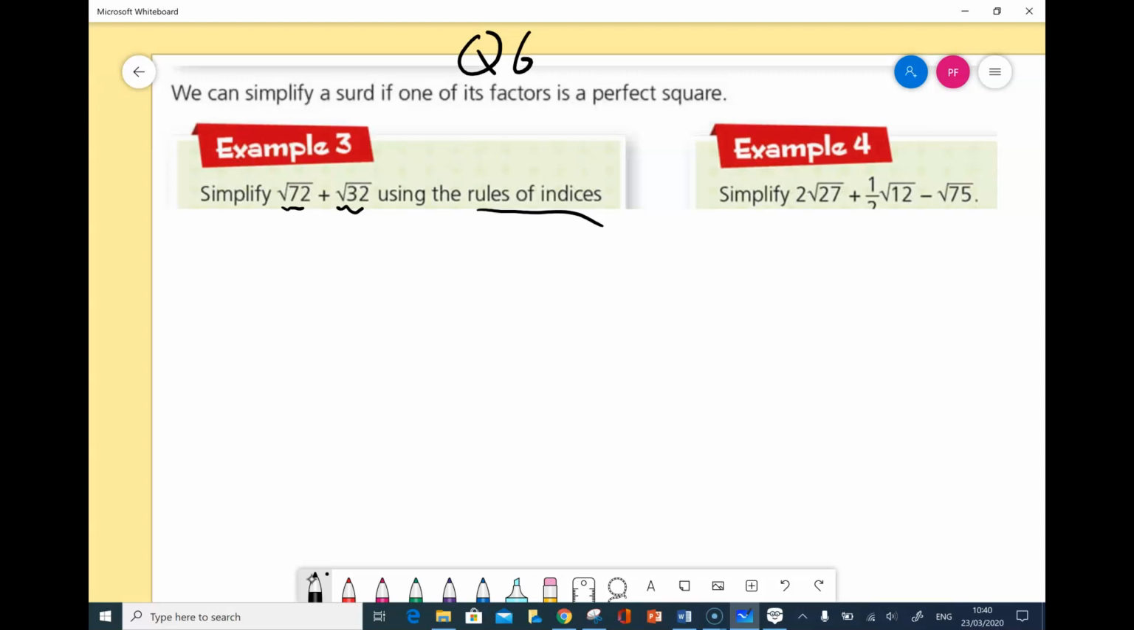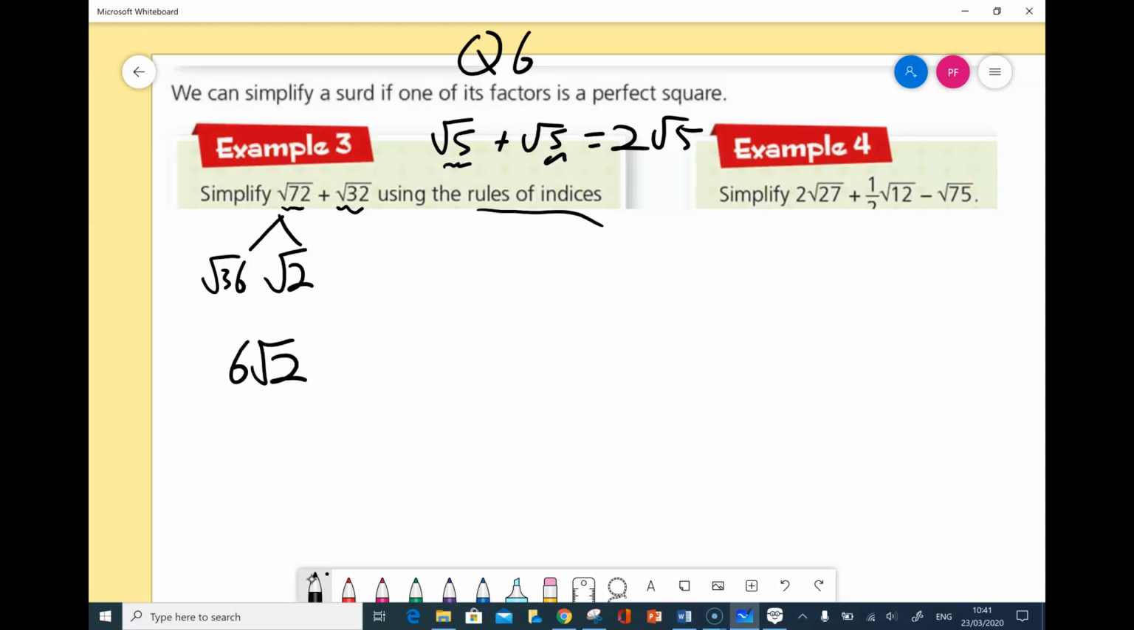So we can add them because they're not like terms. Remember, if I had root 5 plus root 5, I could say that's 2 root 5, because they're like terms, they're exactly the same. But root 72, I could break that up into the square root of 36 multiplied by the square root of 2, because 36 times 2 is 72, and the square root of 36 is just 6, so that's 6 root 2. Now 32 could be written as the square root of 16 by the square root of 2. And I know that the square root of 16 is 4, so it's 4 root 2. So 6 root 2 plus 4 root 2 is 10 root 2.